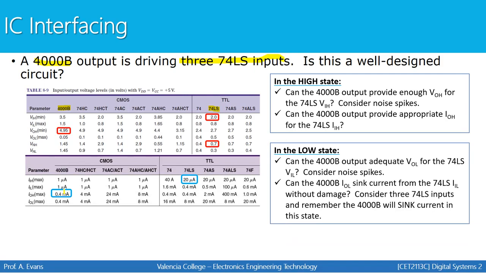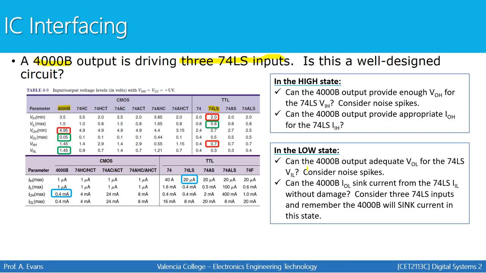Next, we're going to consider the low state. And the questions we're going to ask ourselves are, can the 4000B output provide an adequate low-level output voltage for the 74LS low-level input voltage? Consider the noise spikes. And then again, we're going to consider the idea that the 4000B must be able to sink all of the current that will be supplied by the load in the low state. So let's take a look at the answers to these 2 questions.